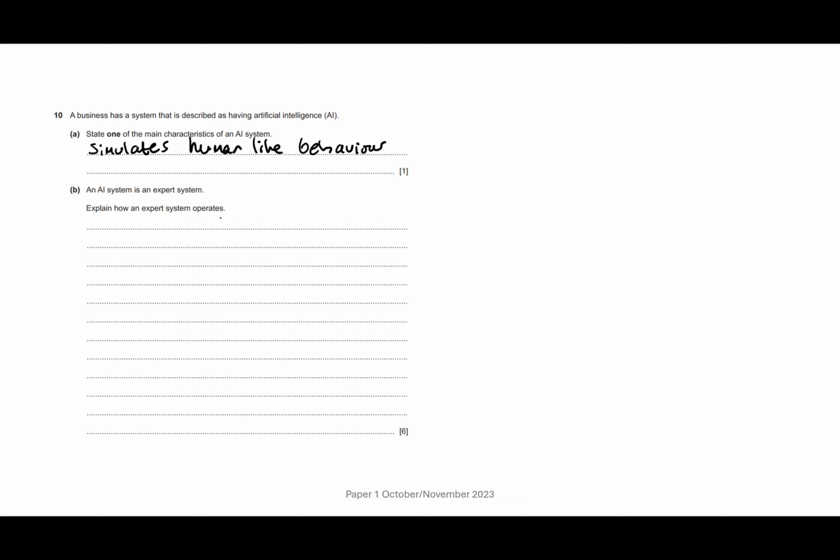An AI system is an expert system. Explain how an expert system operates. So there's a nice 6 marks here, and you will have needed to have revised expert systems and know the keywords to answer this question. So let's have a look at an answer for this.